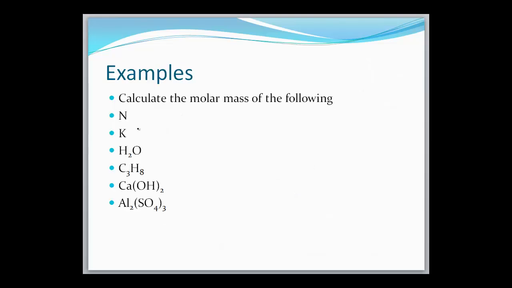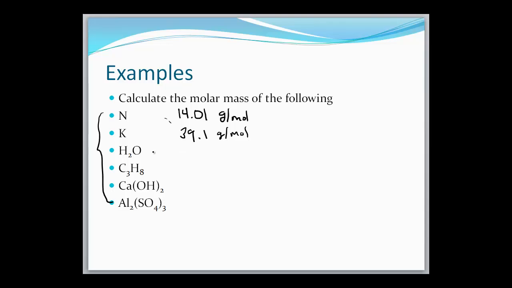261.35. So if we look at a couple of examples, and you should have your periodic table handy, if you're calculating the molar mass of these items here, if it's a single element, you just look at the mass number from the periodic table. So for nitrogen, it's 14.01, and again, that's grams per mole. If you looked at potassium, its value is 39.1 grams per mole. Usually going to the tenths place is fine.